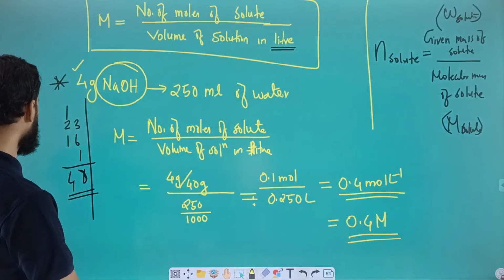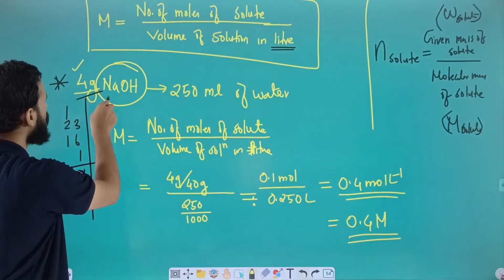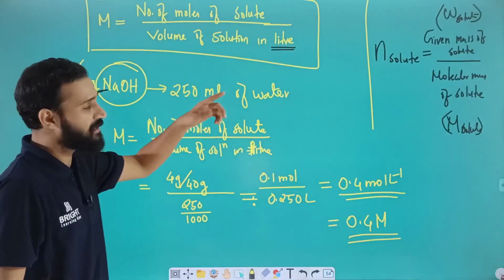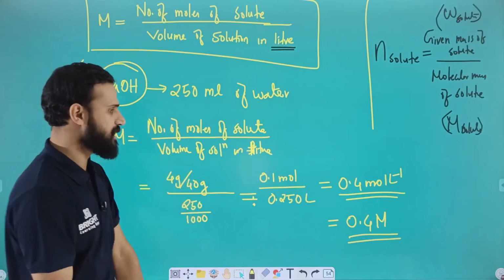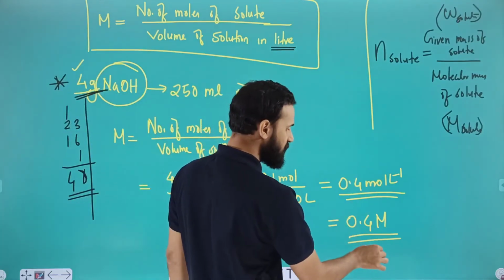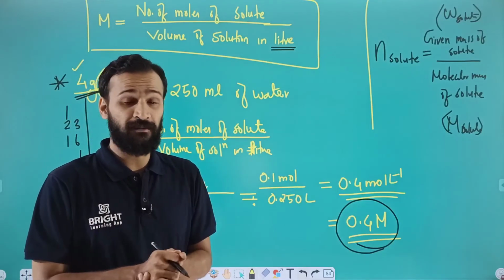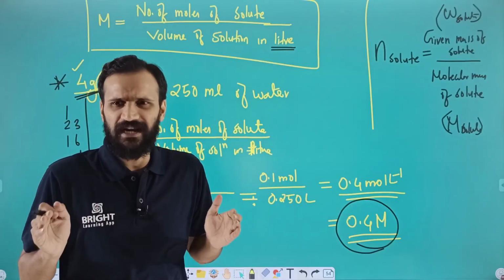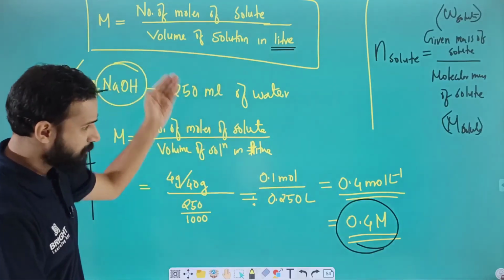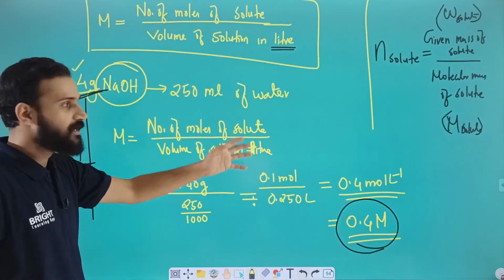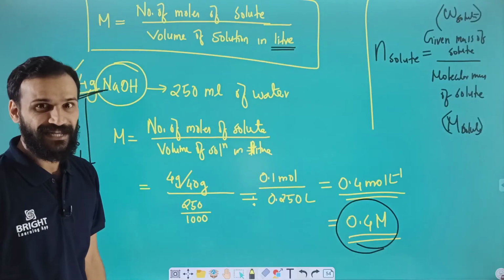So when we dissolve 4 gram of sodium hydroxide in 250 milliliter of water, we get a solution having a concentration, or molarity, of 0.4 molar. Molar means molarity. Have it clear? So this is the idea we have to remember in the case of molarity.